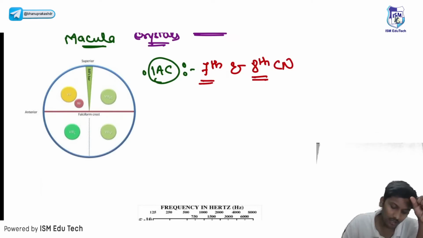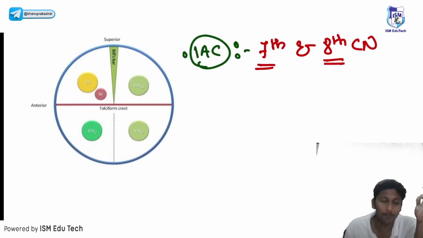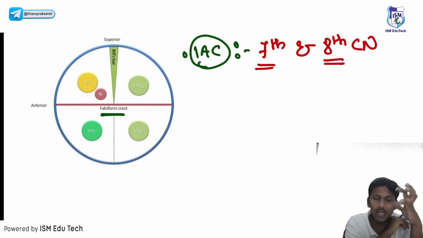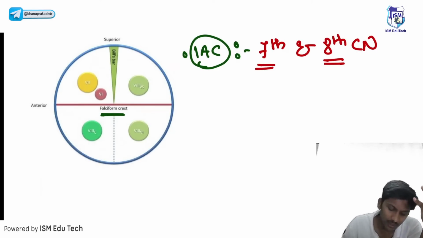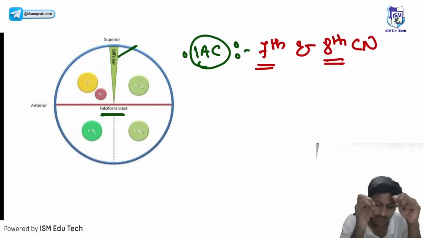This is a cross section of the internal auditory canal. As you can see, it is divided into an upper half and a lower half by a bony crest known as the falciform crest. The upper half is further divided into 2 halves by a bony septum called the Bell's bar. This has been asked: what is the septum that divides the upper half into 2 halves called? It is known as the Bell's bar.